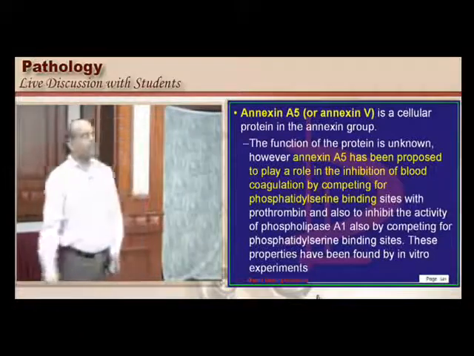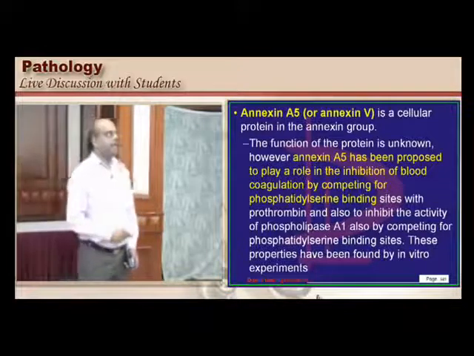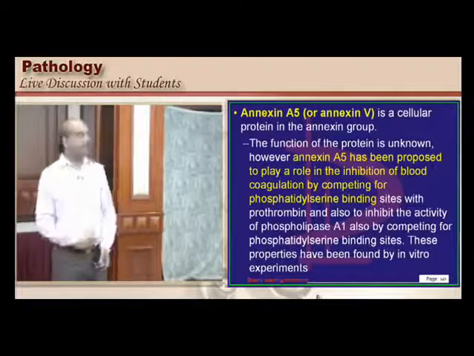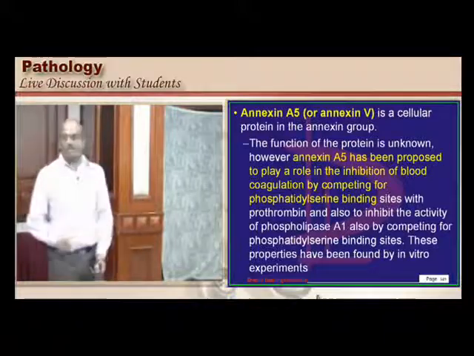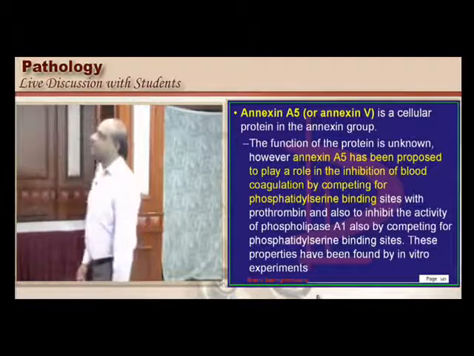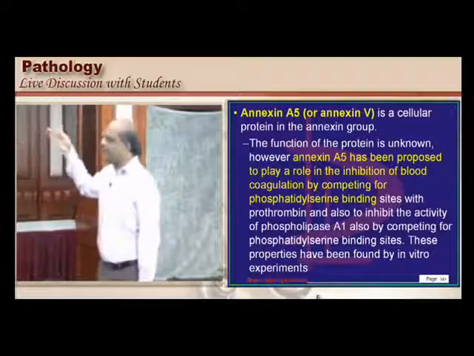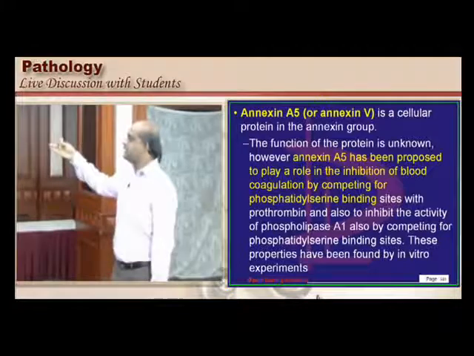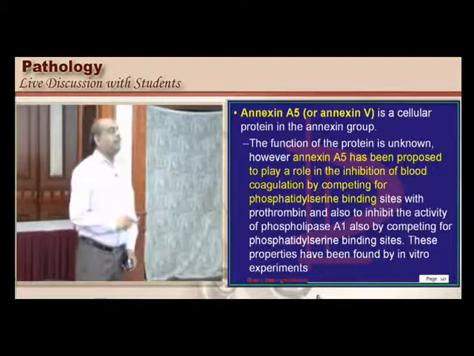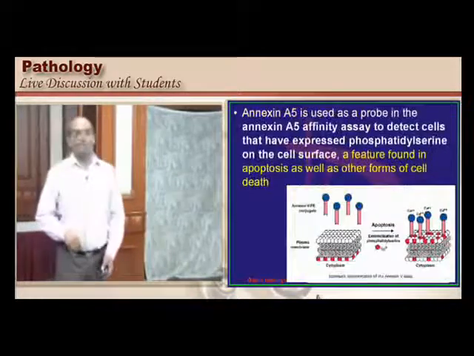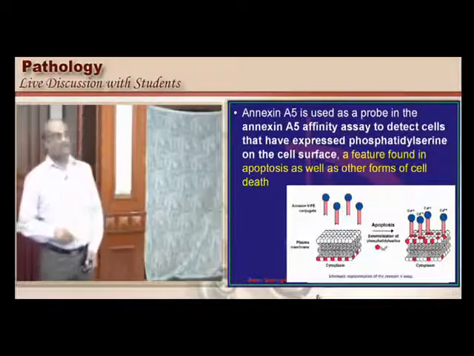What is this annexin 5? Annexin 5 is a cellular protein, and it is generally important for inhibition of blood coagulation because it competes with the phosphatidylserine binding sites of prothrombin. Now, when it is a competitor for the phosphatidylserine sites, why do we use it in apoptosis? The reason is we use annexin as a probe. It is called the annexin A5 affinity assay.